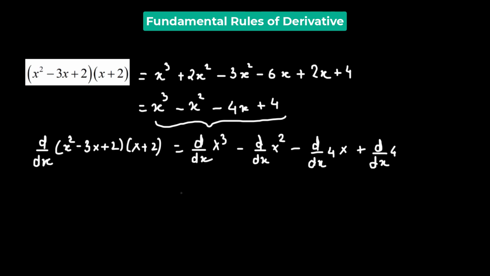So the derivative of x cubed is going to be 3x squared, minus the derivative of x squared, which is going to be twice x. Now 4 being a constant, we can pull it out of the derivative, and what we have is the derivative of x, which is simply going to be 1, and the derivative of the constant function 4 is going to be 0. So this is the final derivative value of our given function.